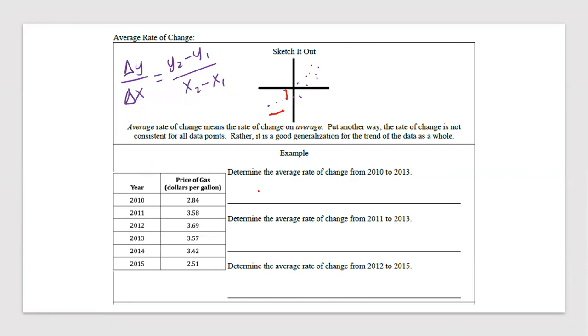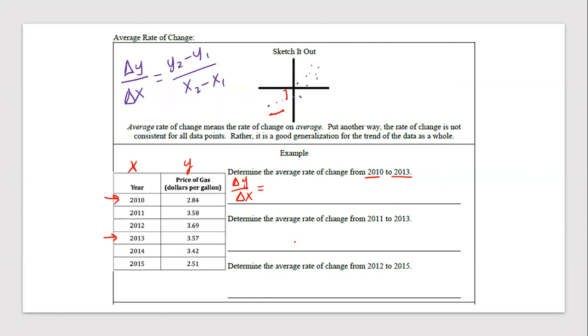So for our example for average rate of change, we have here: determine the average rate of change from 2010 to 2013 of these gas prices. So these are my x's and these are my y's. The years that I'm comparing are 2010 and 2013. Is that doable? All right. So the change in my y over the change in my x, from 2013 to 2010. So we're looking here and here.